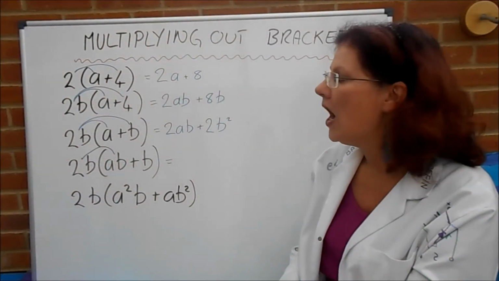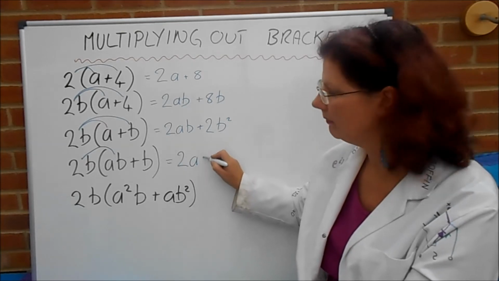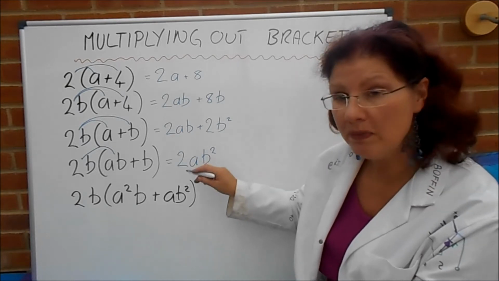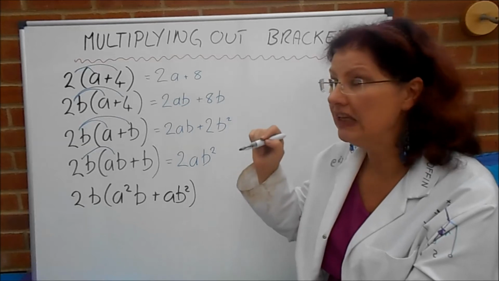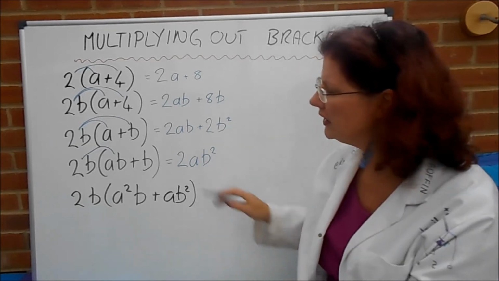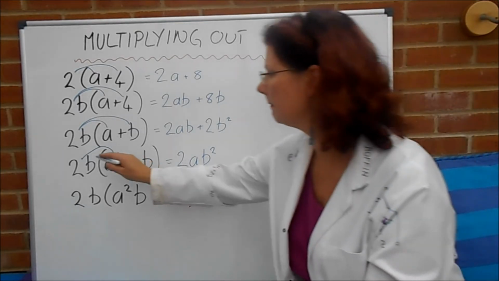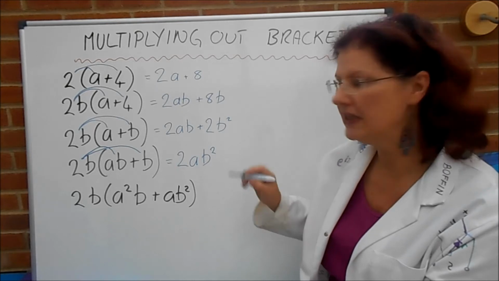Welcome back. Hopefully you got 2ab squared. You could put b squared a if you want, that's not wrong. I suppose you could put 2bab if you wanted, but there's an easier way of writing that. Normally we'd write 2ab squared. That's the first term. And then for the second term, that's the same as it was before, 2 times b times b.